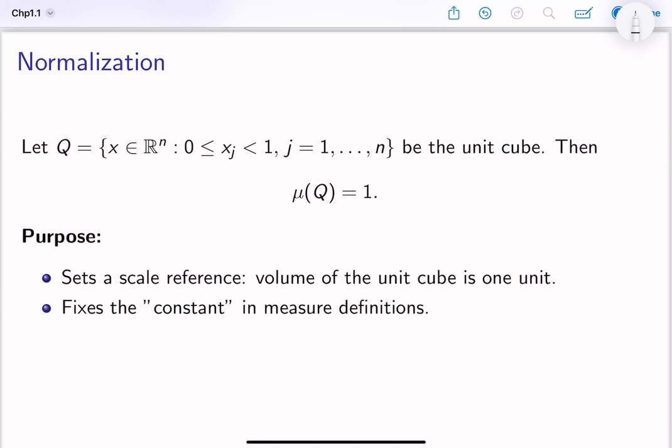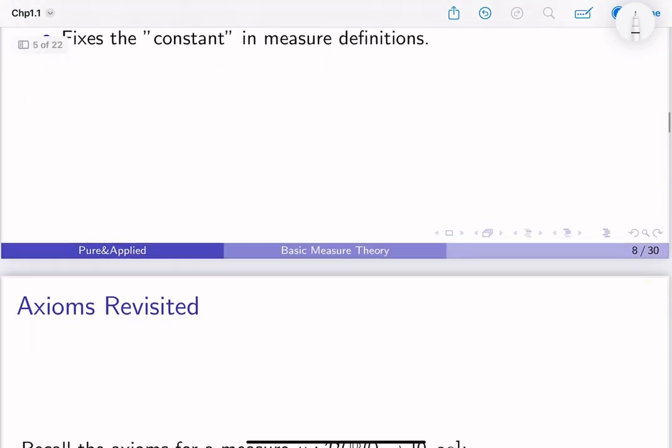Okay, so we'd like the measure of the unit cube to be 1. So this is one thing that we'd like the measure to satisfy. Okay, so let's sum up what we have so far.